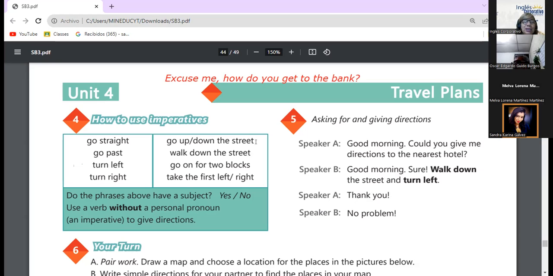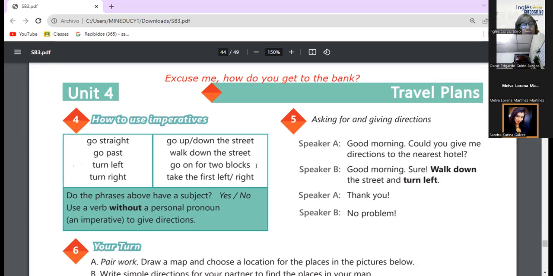Fíjese de que de dar direcciones no crea que todo está dicho. Ahí depende del lugar donde esté y cómo esté el terreno, cómo sea el mapa, cómo sea la nomenclatura de las direcciones del lugar donde usted anda. Ya nada está dicho, usted puede variar. Okay. Walk down the street is sobre la calle, right?